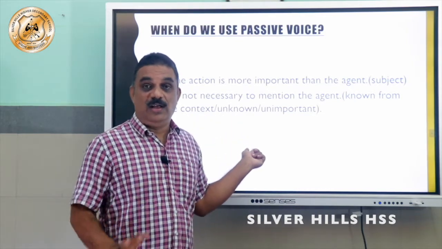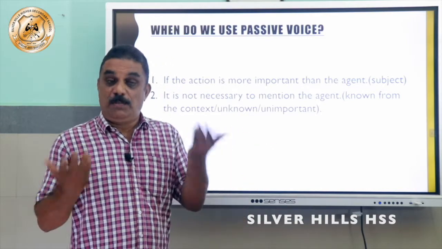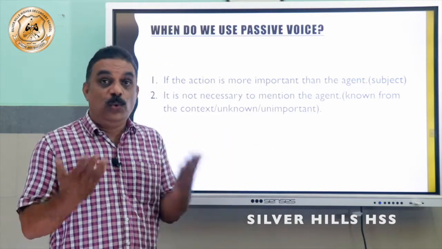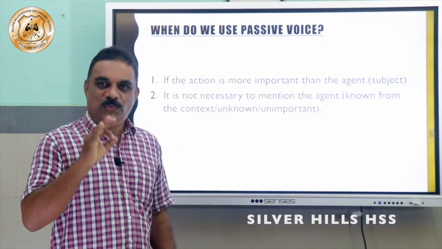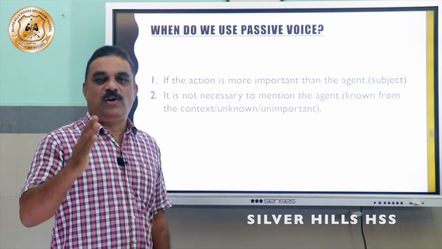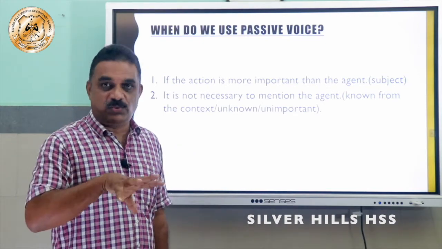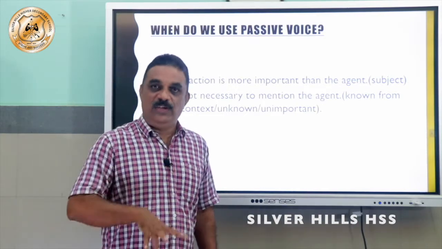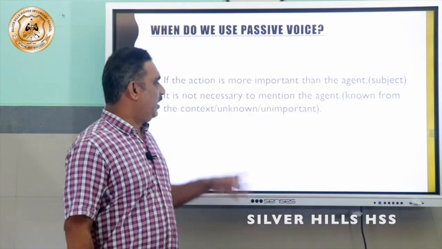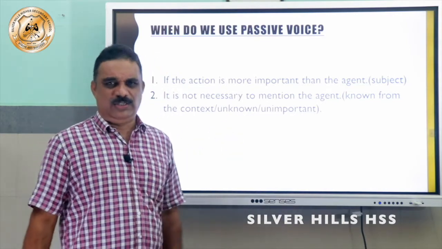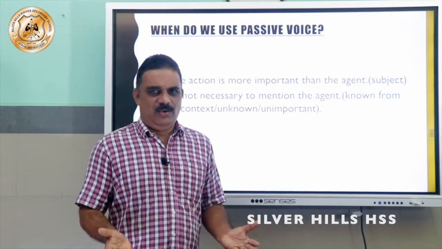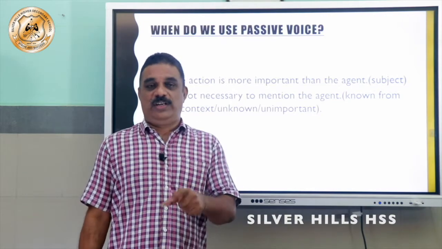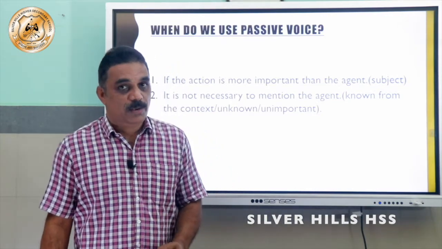Somebody stole my purse, and who did it, I don't know. So we can say that my purse was stolen, and the stolen is the more important part. There we use passive voice. Next, it is unimportant, not necessary to tell who the by agent is. In this context also we can use passive voice.